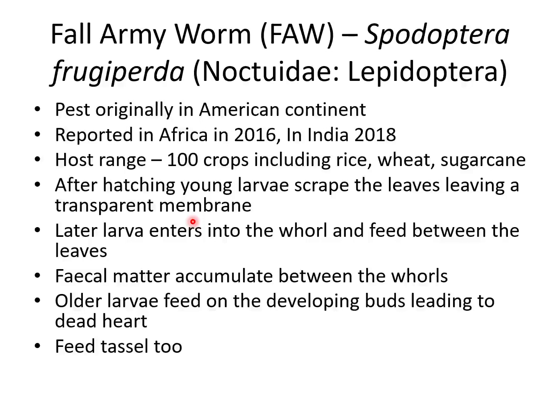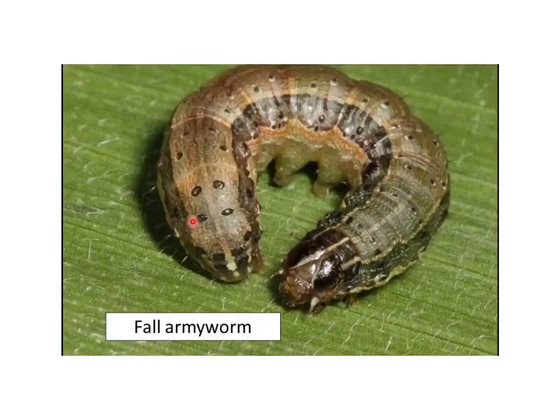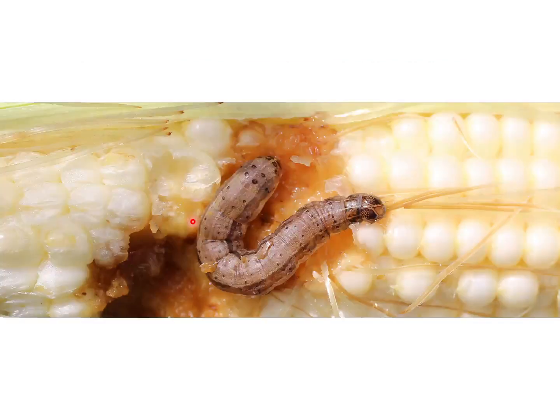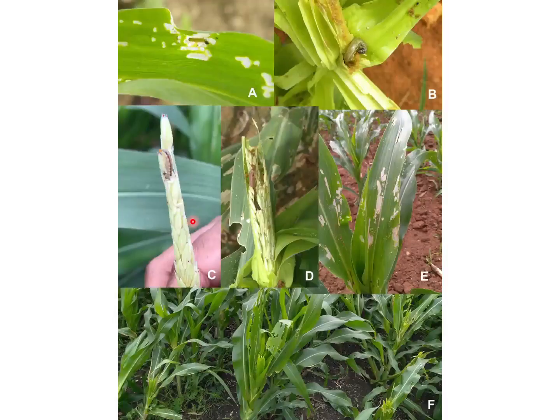So it's a newly introduced pest. You can expect a question because it's a new pest. It's serious in our country. It scrapes the leaf, leaving a transparent membrane. The larva enters the whorl and feeds on the young leaf, and we can see the leaves damaged by the feeding of the larva. Fecal matter will be accumulated in the whorl. The older larvae can cause dead heart because of feeding on the developing buds. So this is the picture of the larva of fall armyworm, Spodoptera frugiperda. This is another picture, where you can see the larva feeding on the tassel.